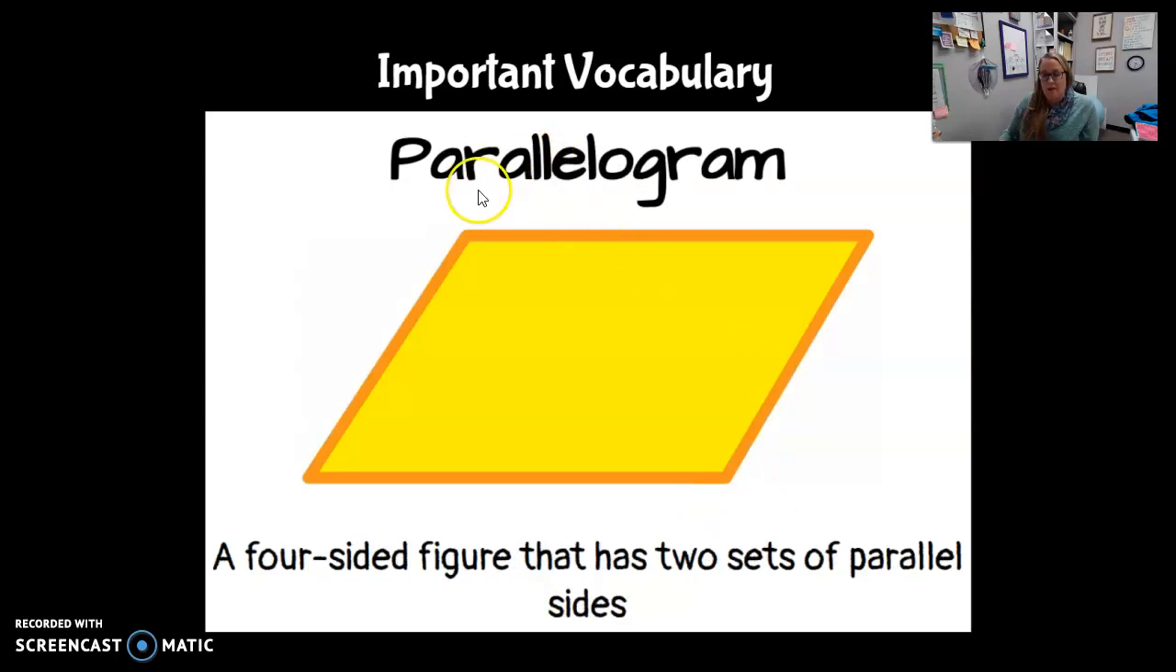The next word we have is parallelogram. A parallelogram is a four-sided figure that has two sets of parallel sides. So that means that the top and the bottom are parallel. They're never going to cross. But these two on the sides are actually both parallel also, because they're never going to cross either. They're going to keep going straight, but they're never going to cross. So it has to have two sets of parallel sides.